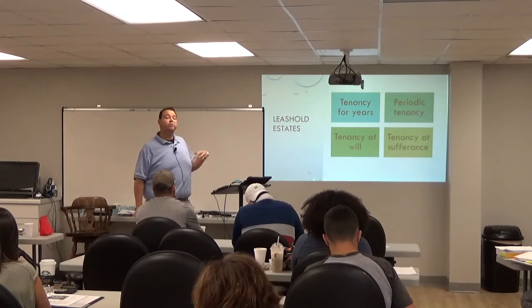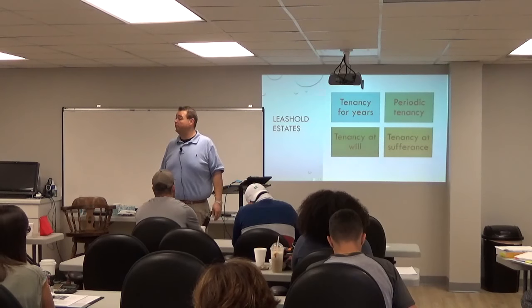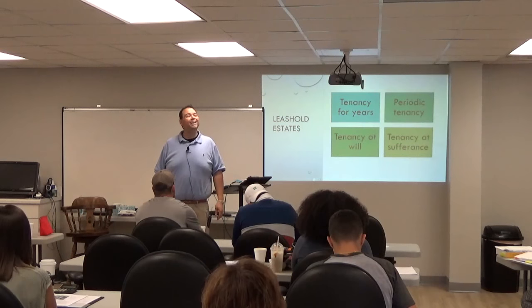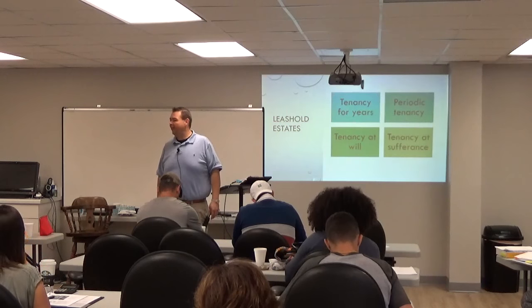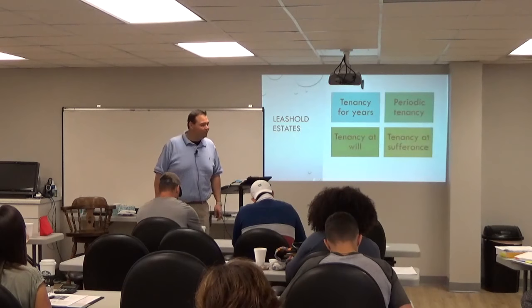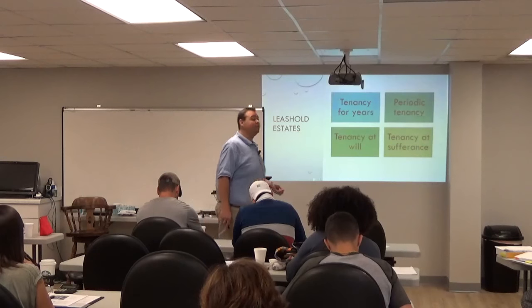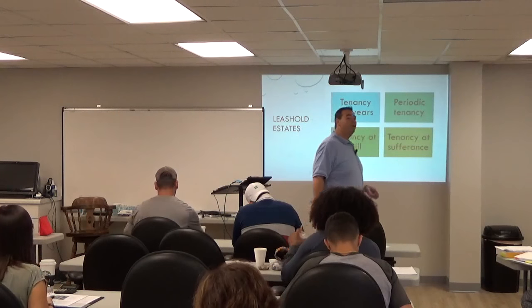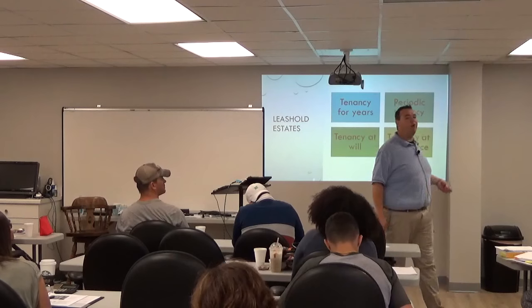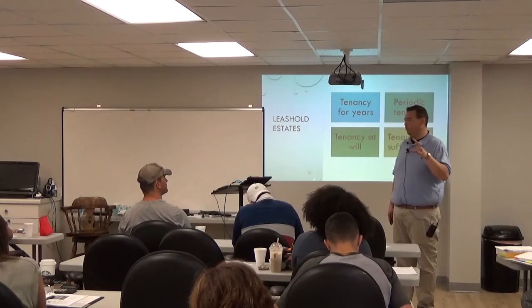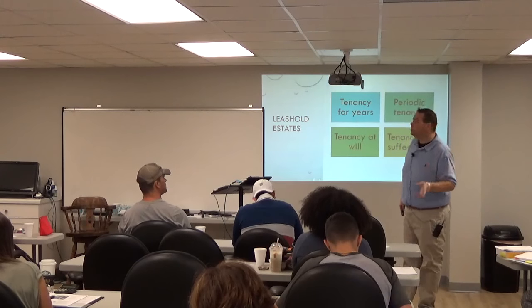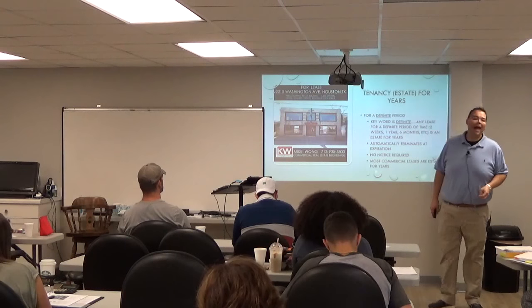If you're trying to determine if it's a tenancy for years, what should you be looking at? How it ends. If you're trying to determine if it's a periodic tenancy, what should you be looking at? How it ends. If you're trying to look at it and determine if it's a tenancy at will, you should be looking at what? How it ends. It's always about how it ends. Are you with me? Okay? So let's talk about the 4 of them and talk about how they end.